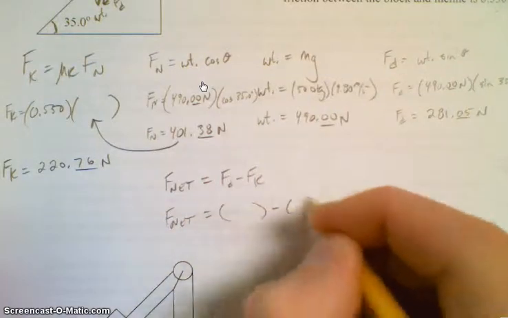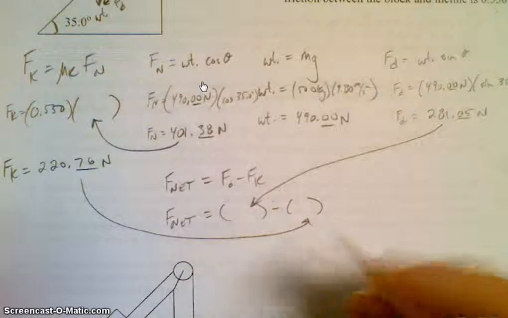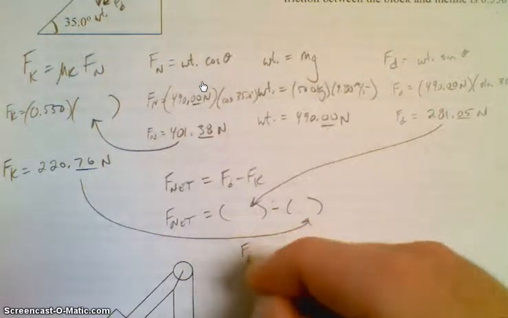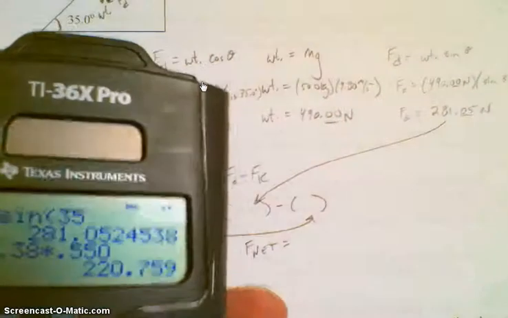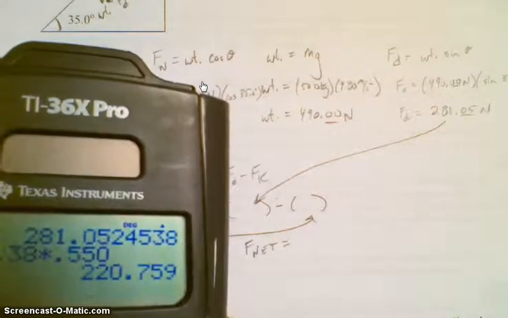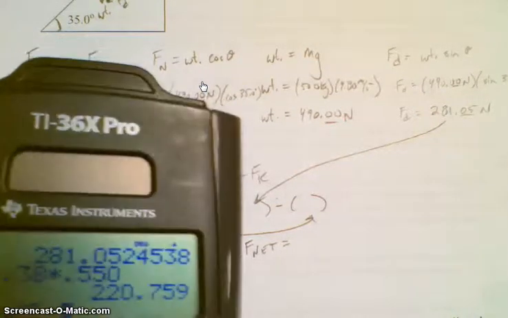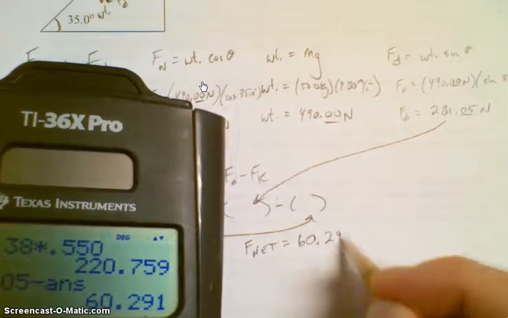And again, I can use arrows to show those values. Get a net force here. So I've got 220. So I'm going to be subtracting off this value. So I'm going to take 281.05 minus my answer, and I get this value, 60.291.